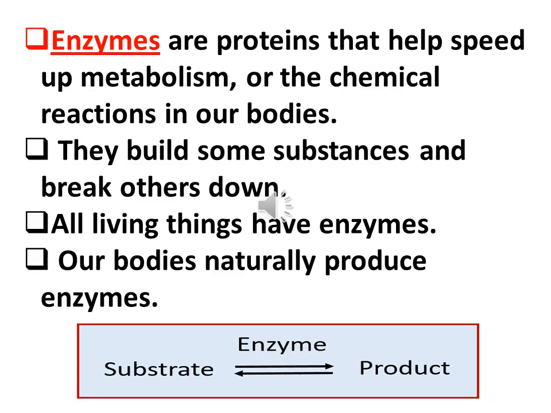Living cells have two types of proteins, functional proteins and structural proteins. Enzymes are proteins, but they are functional proteins. They help to speed up our metabolism in the living cells, converting the substrate molecules into the product. Sometimes they build up some substances and others break down the big molecules into smaller molecules. All living cells have enzymes, and our bodies naturally produce enzymes as our bodies naturally produce proteins.